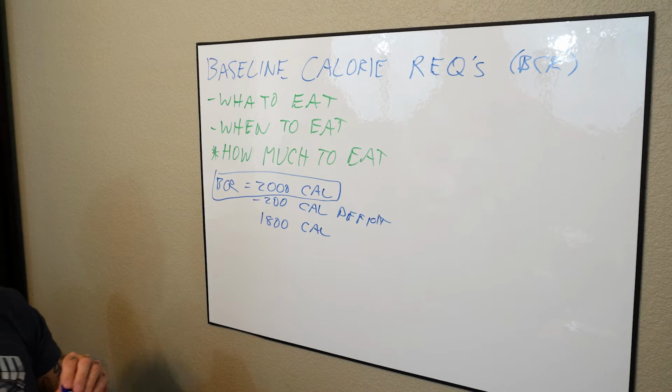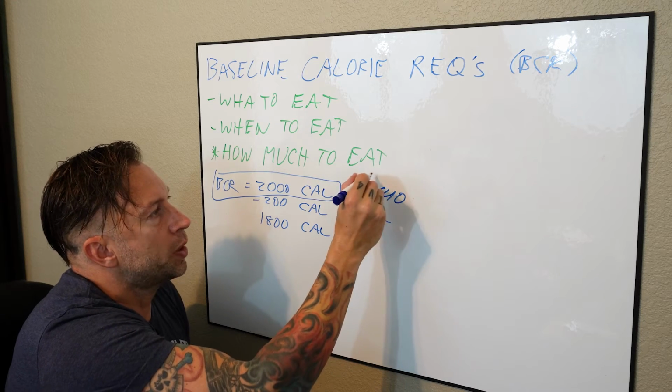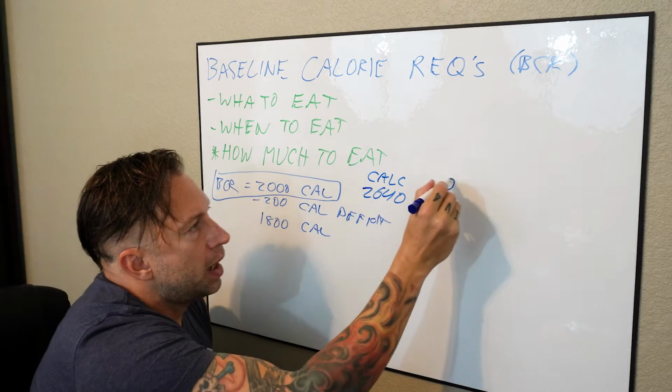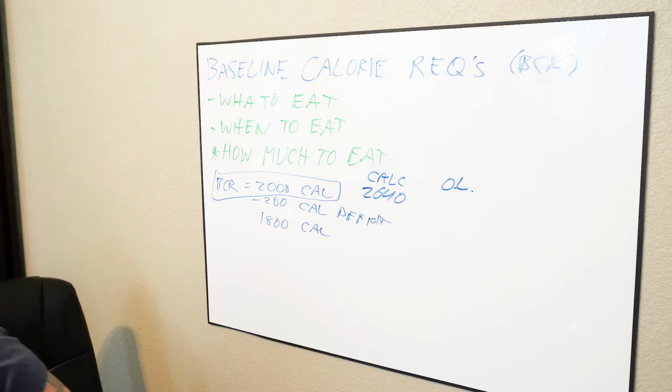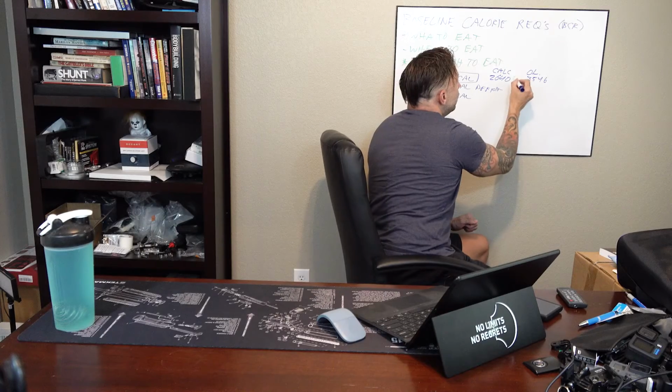Now, a few final considerations. Remember, we said that mine was calculated at 2640, right? But the online calculator showed that it was 3546. This is exactly why I wanted to calculate my own BCR, because I didn't trust that the online calculator was going to be accurate enough. And you can see if I would have been eating over 3,500 calories a day, I would definitely not be in the shape I am today.